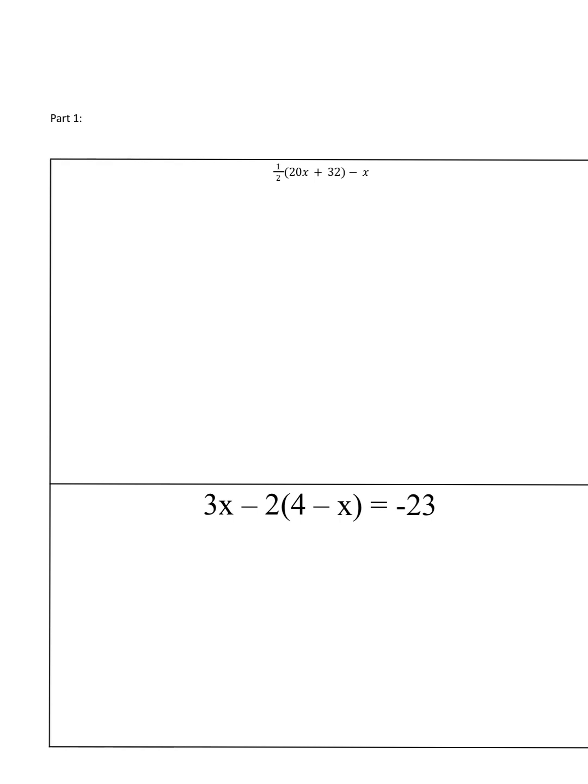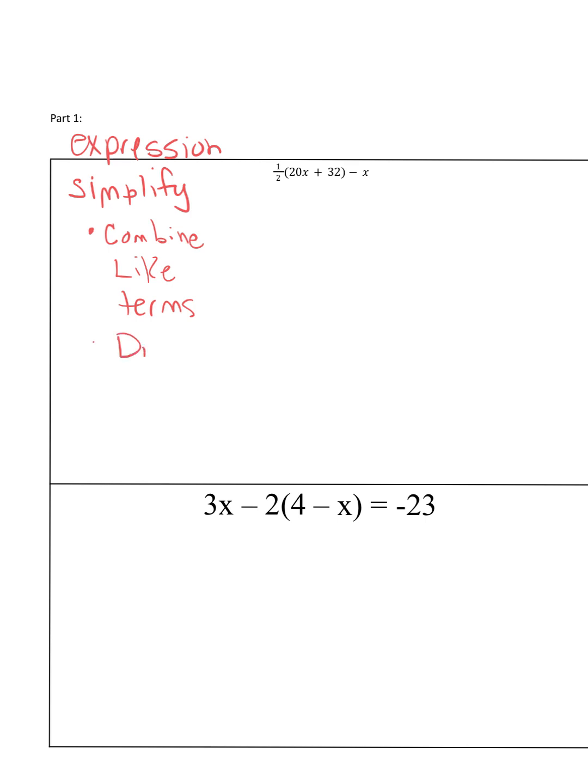For this first part of our review, we're going to look at expressions. And so when we have an expression, we simplify. And by simplify, we look for the following. We look to see, is there anywhere that we can combine like terms? Is there anywhere possible that we can do the distributive property? And we always follow the order of operations.